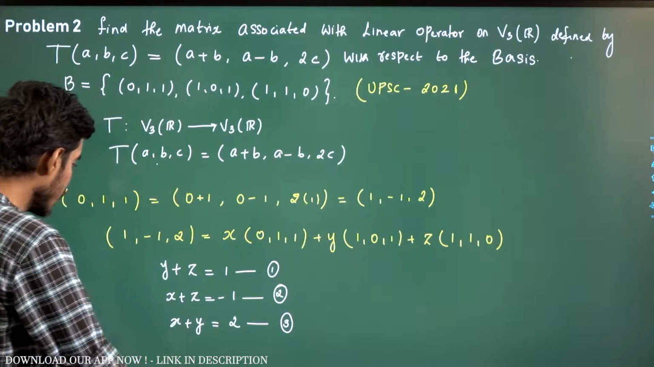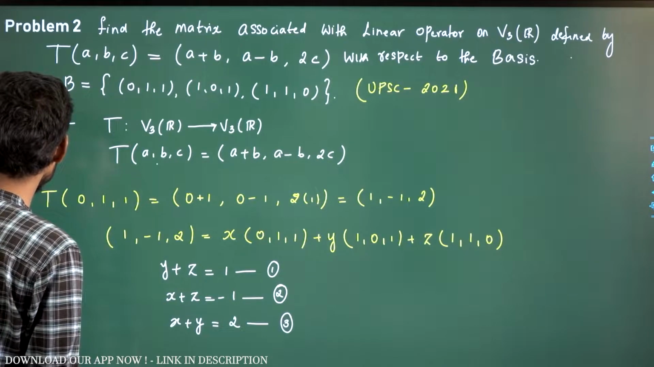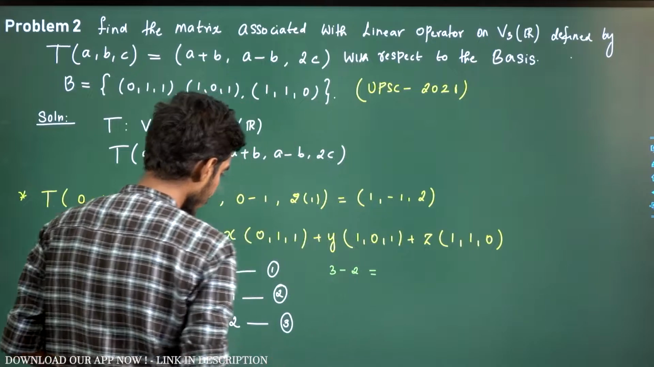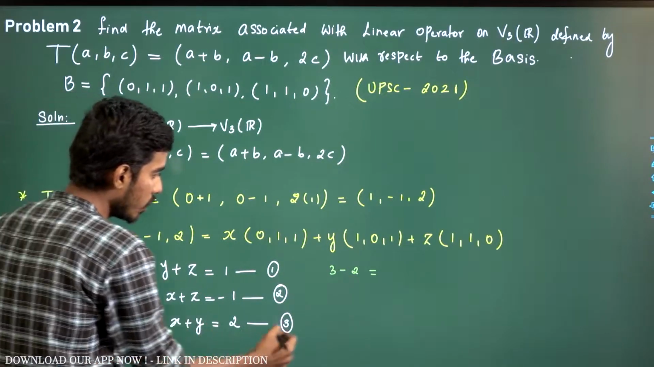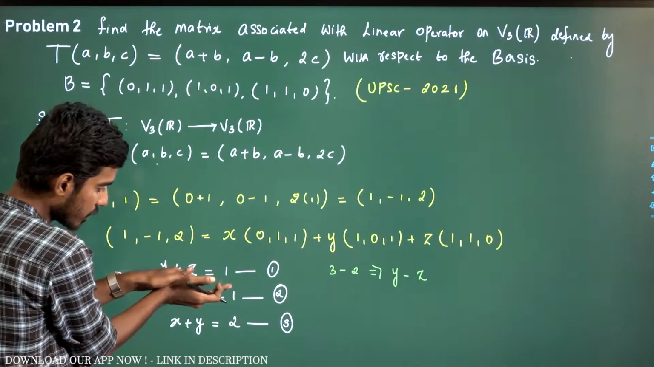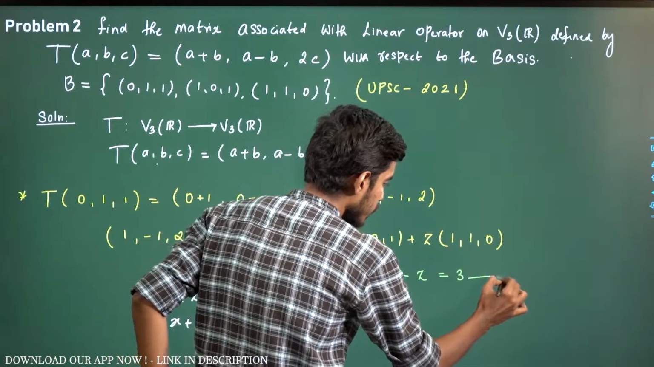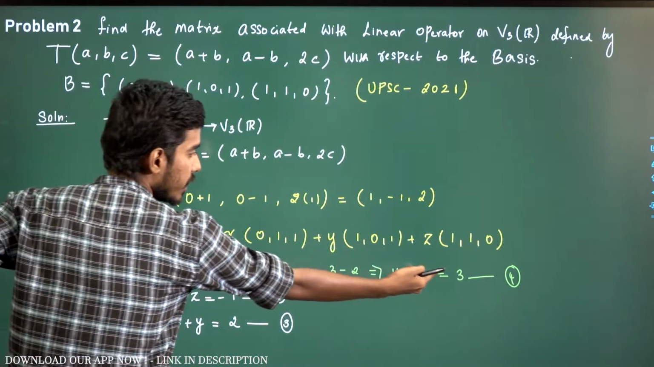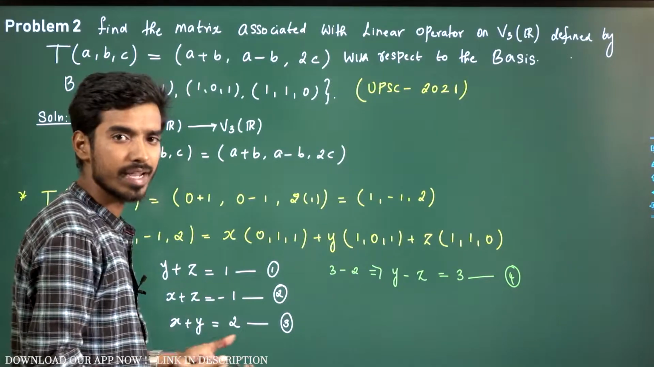So what I can do is subtract 3 minus 2. When we subtract 3 minus 2, x will get cancelled. Here we will have y minus z, and on the right side 2 minus of minus 1 will be plus 3. Call this equation number 4. Now you just solve 1 and 4, and you can find y and z. After finding y and z, you can easily find x.